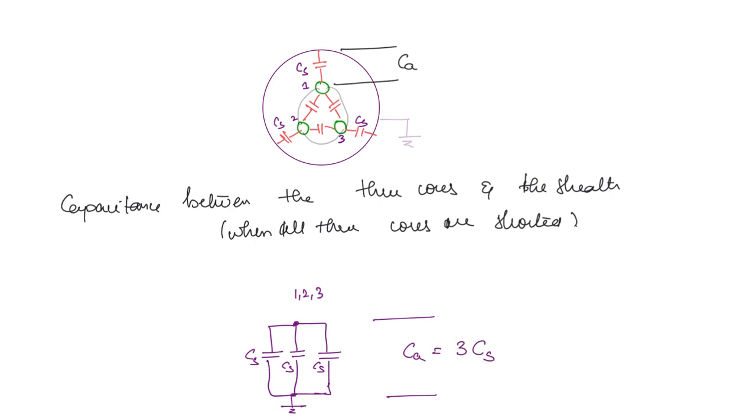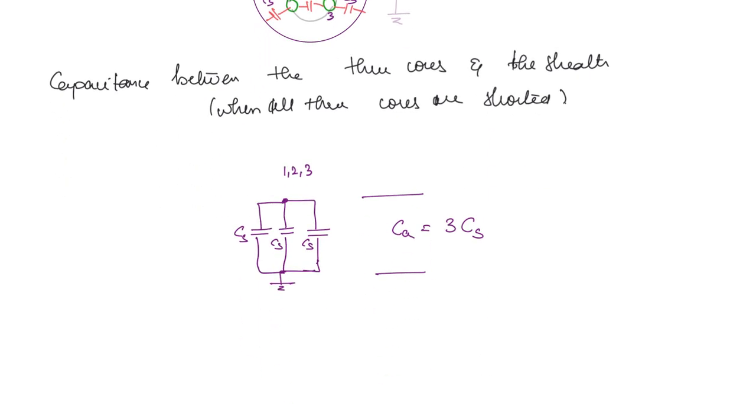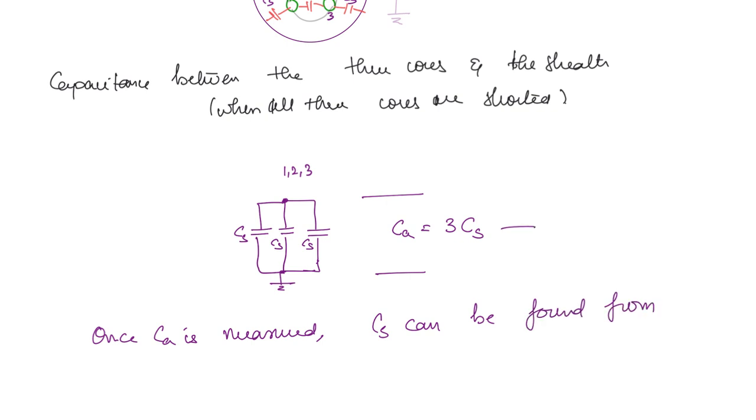So when you measure this capacitance, it can be measured separately. So CA will be known. From CA you can find CS. Once CA is measured, CS can be found from equation 1. So what will be the expression? CS is equal to CA by 3. Now we have to find out the core to core capacitance.